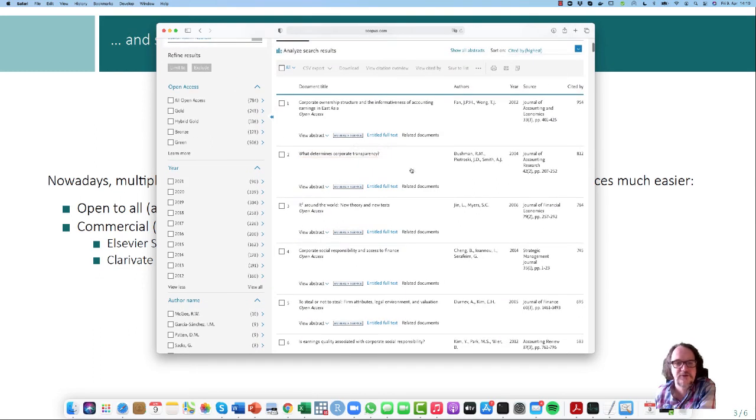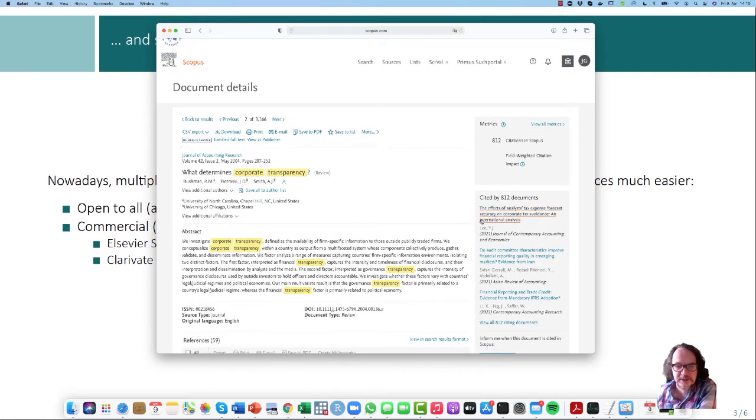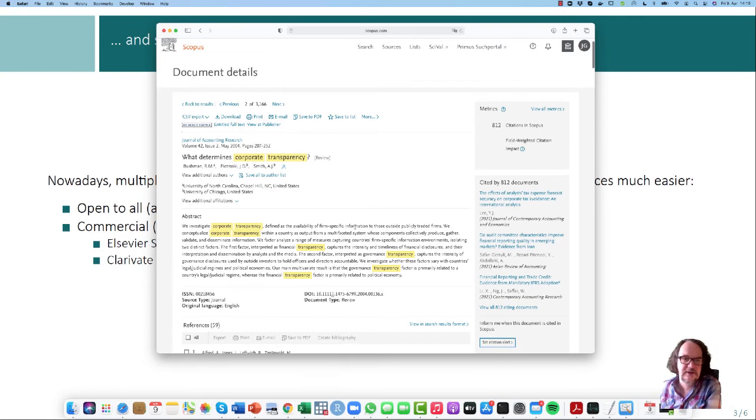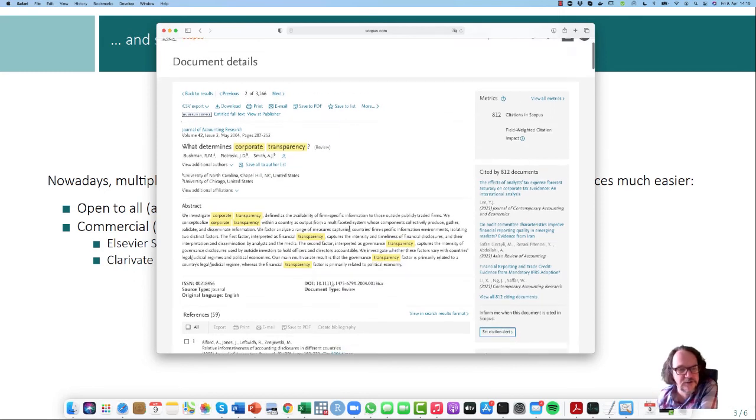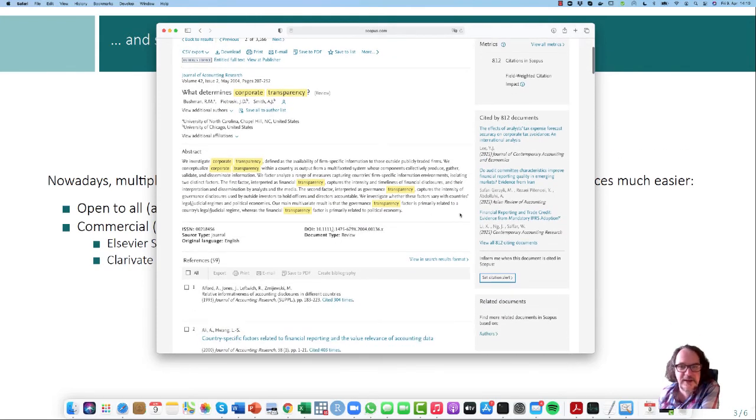So, what determines corporate transparency? As I said, this is a study that actually was quite influential, as you can see, 812 citations. Also, it is a little bit older, so you have to keep in mind that older studies, of course, can be cited more often than younger studies. So when you look for papers that are cited a lot, you will always find older studies more often. Yeah. So now, you see 812 citations.